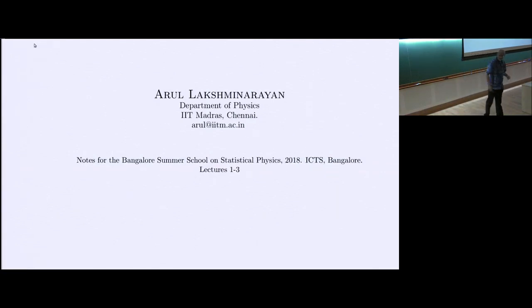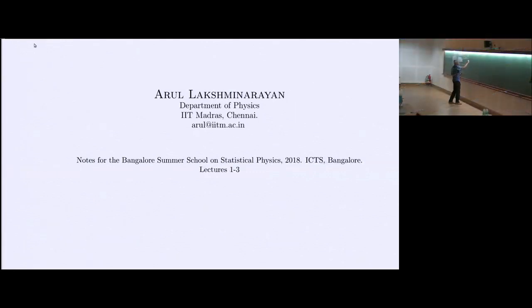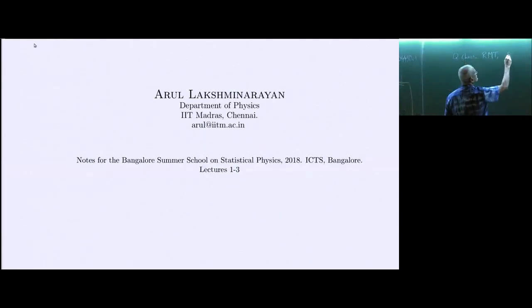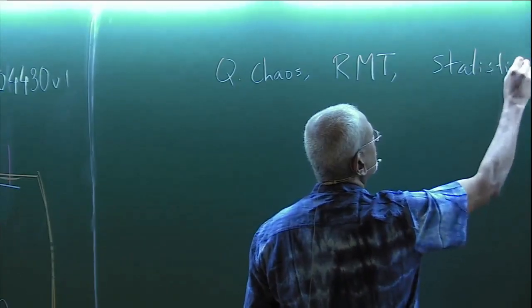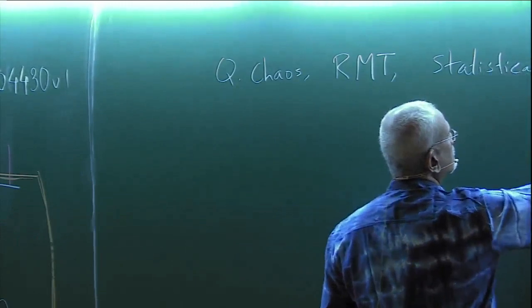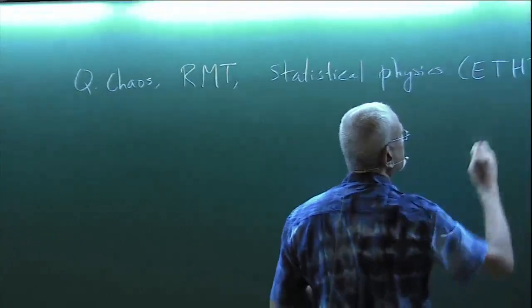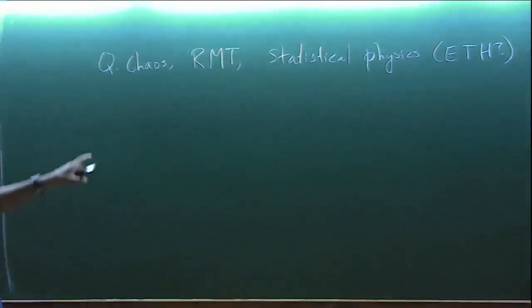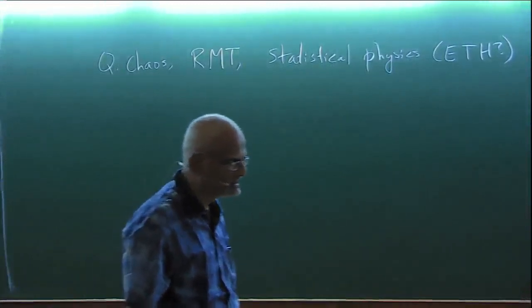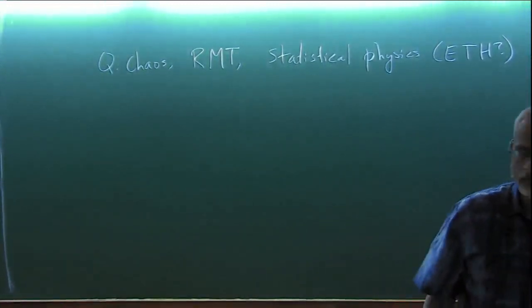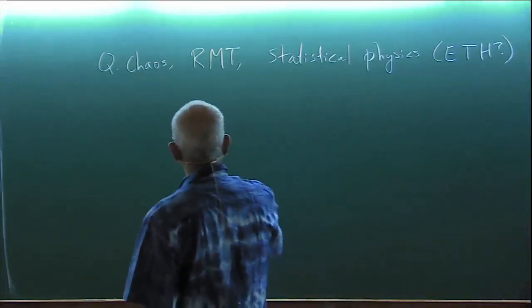So the aim of this set of lectures is going to be the following. My agenda said quantum chaos, random matrix theory, and statistical physics, by which I interpreted the last part to be some of the things surrounding maybe eigenstate thermalization hypotheses, which connects quantum chaos, random matrix theory, and statistical physics, and has been a very active area of research and continues to be explored.